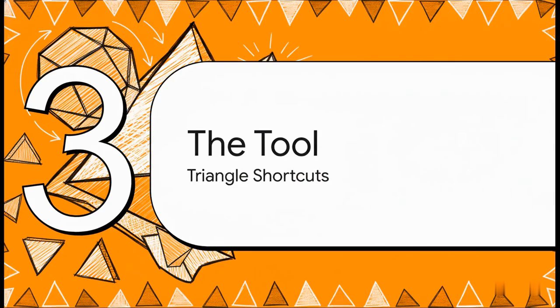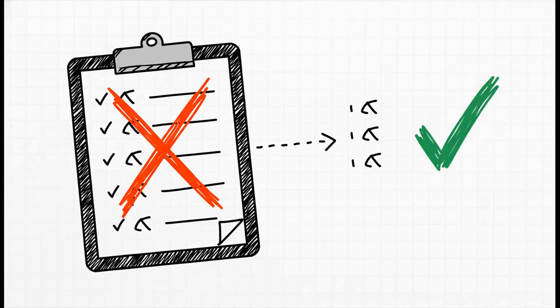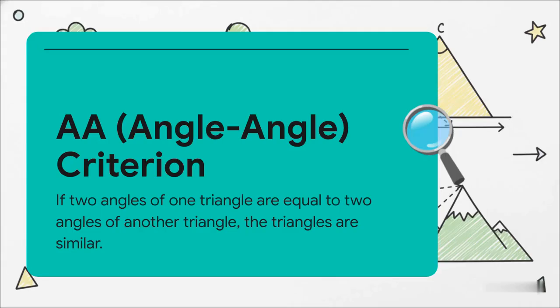Okay, but checking every single angle and every single side, that sounds like a lot of work, right? Super tedious. But don't worry, because geometry has given us a superhero for this exact problem. The triangle. Yeah, triangles are just special. They're super rigid, which gives them these amazing properties. And these properties lead to some awesome shortcuts, so we don't have to check all 6 parts every single time to prove they're similar. First up, and this is the one you'll see the most, is angle-angle, or AA.